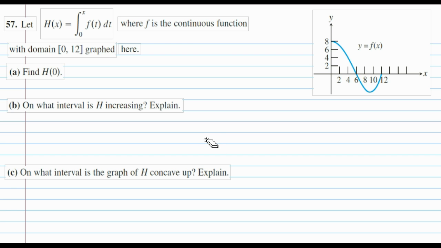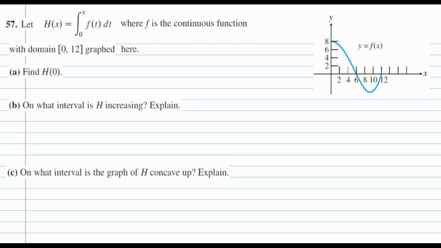Now try problem 57, which takes us through similar steps. We're going to have this function h that is defined as an antiderivative of f of t. So we're looking at f of t, which by the fundamental theorem of calculus, that'll come up later, is the derivative of h. All right, so now part A, find h of 0.